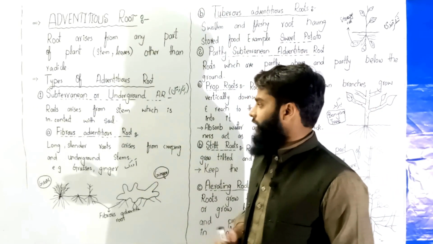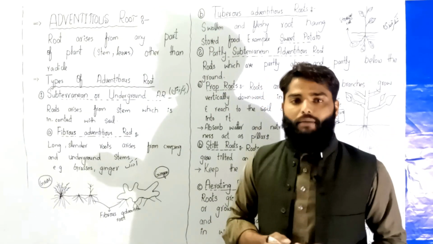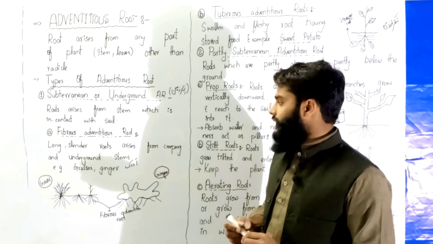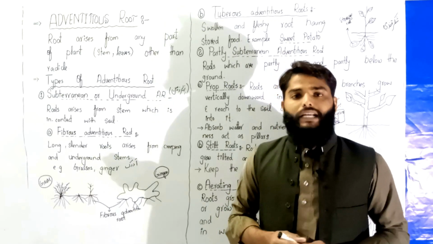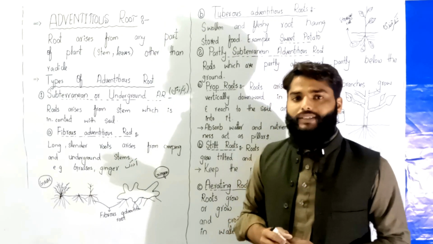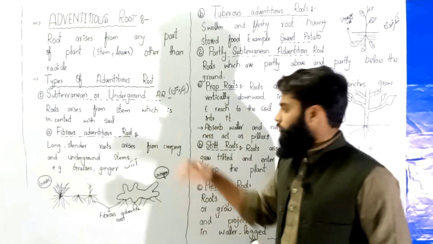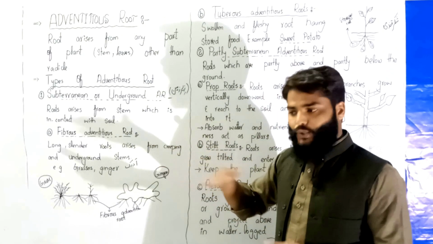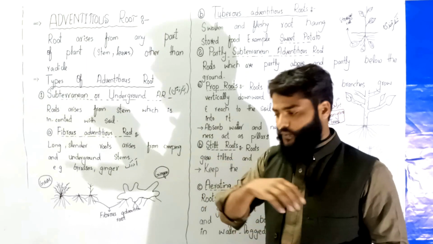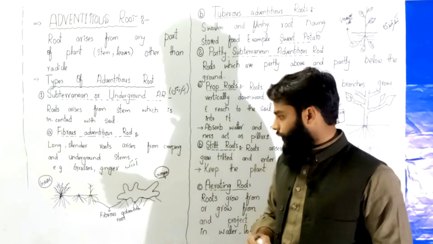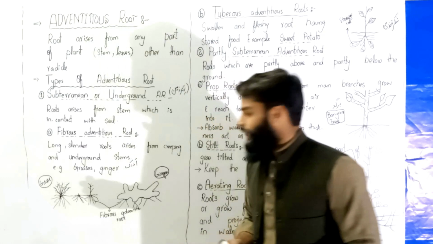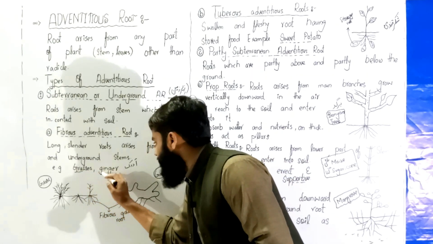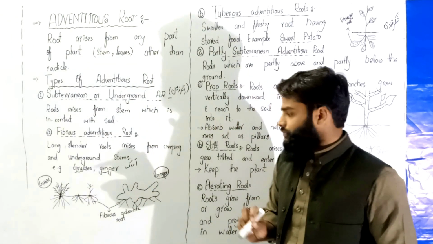So what is fibrous adventitious root? Fibrous adventitious root is actually a long cylindrical root that arises from a creeping or underground stem. So what is the meaning of creeping? Creeping means the stem that moves along the ground, that grows along the ground. If we look at examples, the best example is grasses and the other one is ginger.